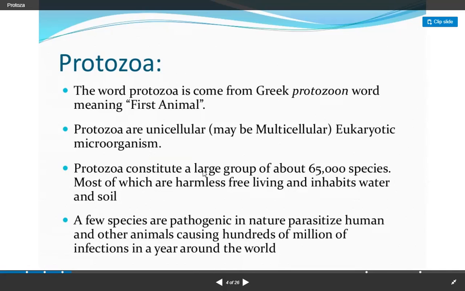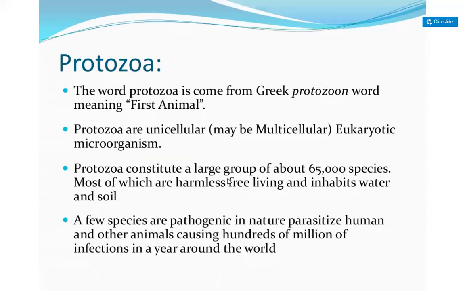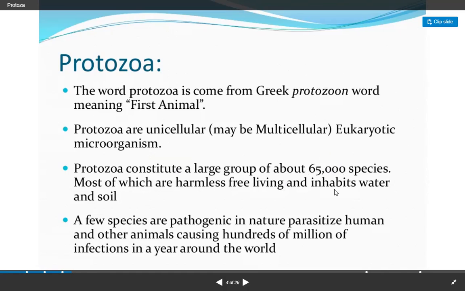Protozoans constitute a large group of about 65,000 species. It means they have a large number of species, a large group of animals. Roughly, there are 65,000 species in this group, most of which are harmless, meaning free living. The majority of the protozoans are free living, meaning they do not harm any other group of living species. They inhabit water and soil, meaning they live in water as well as in soil.